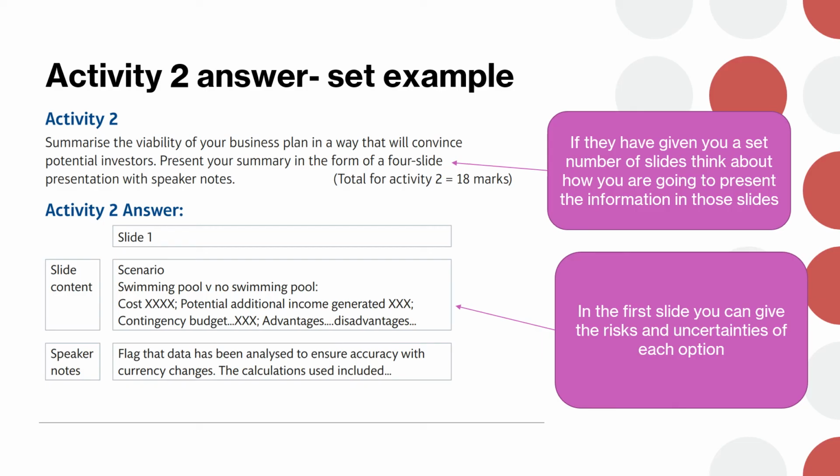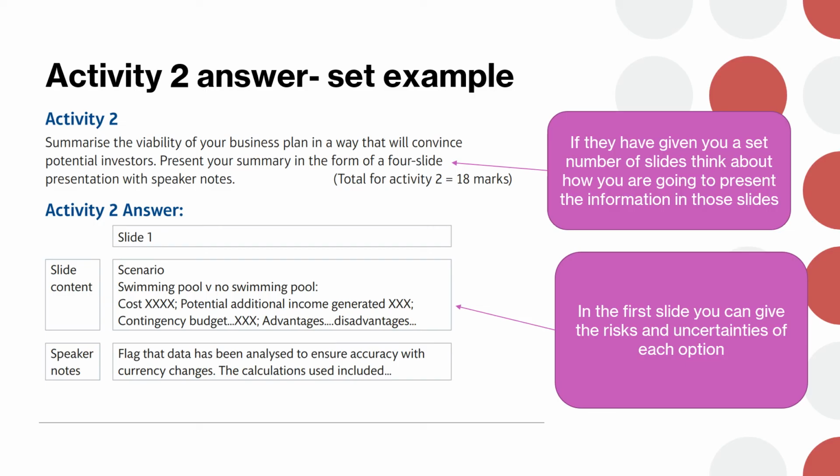Now, activity 2. After you've written the report, you need to do a presentation. So summarize the viability of your business plan in a way that will convince potential investors. So present your summary in the form of a 4-slide presentation with the speaker notes. Now, if they've given you a set number of slides, think about how you are going to present the information in the amount of slides that they have given you. You could do a mini plan so that you're making sure that you're covering all the information.